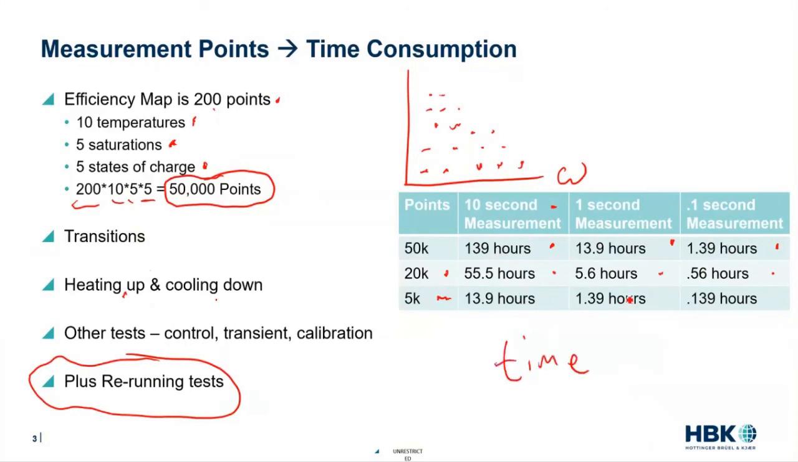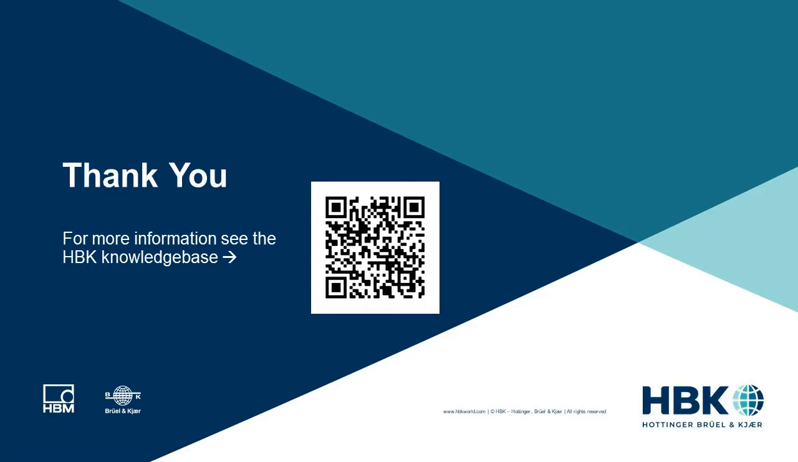So how can HBK help you speed this up? Because we really want to be in this range. If we can get you from 10 seconds to 1 second per measurement, we're saving a ton of time.